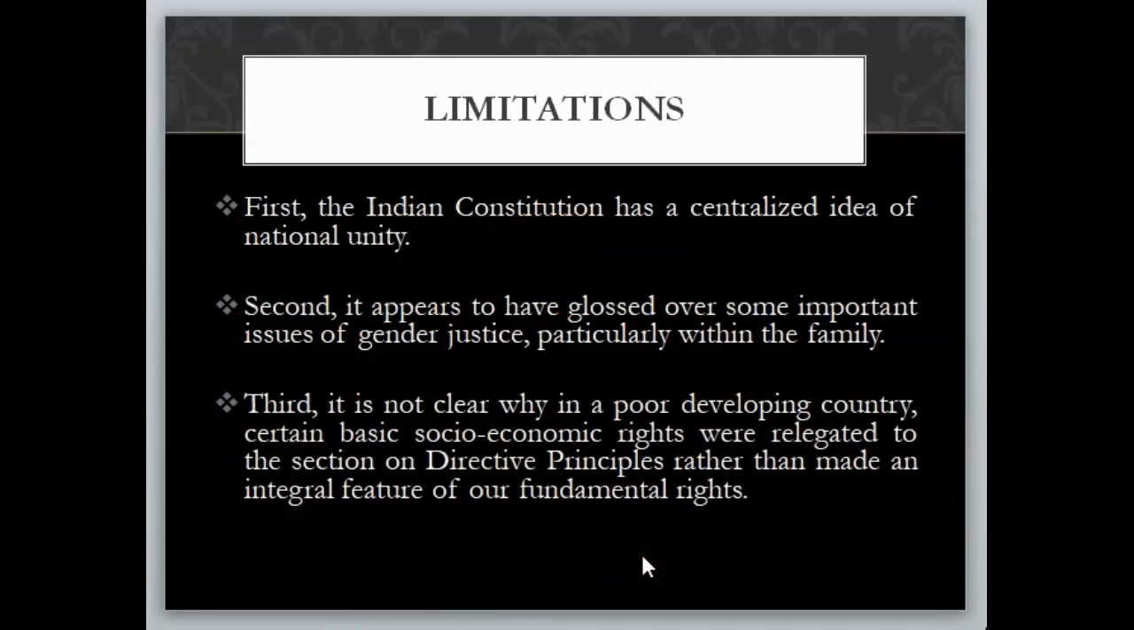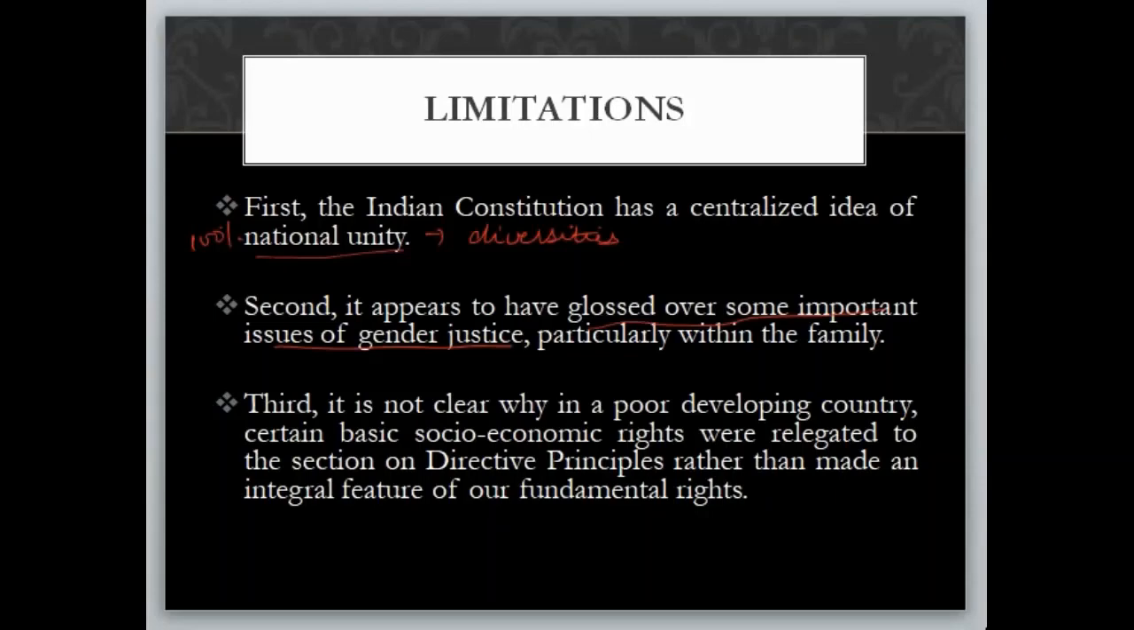Coming to the limitation part of the constitution, that is, what are the demerits or limitations of the country's constitution. The first is that the Indian constitution has a centralized idea of national unity. And in a country which is totally full of diversities, it is not possible to attain national unity in a 100% manner. And that is one of the biggest limitations of our country's constitution, that it cannot establish national unity in its pure form.